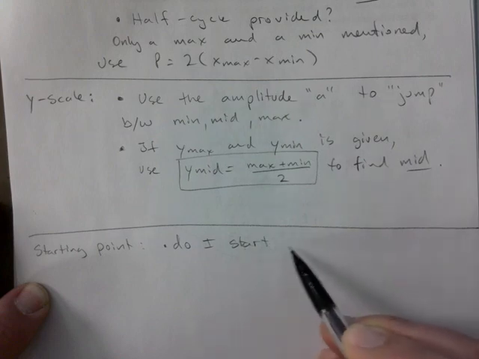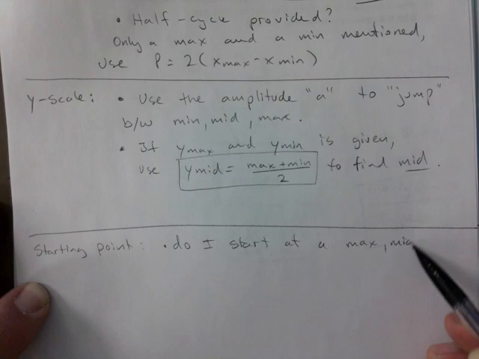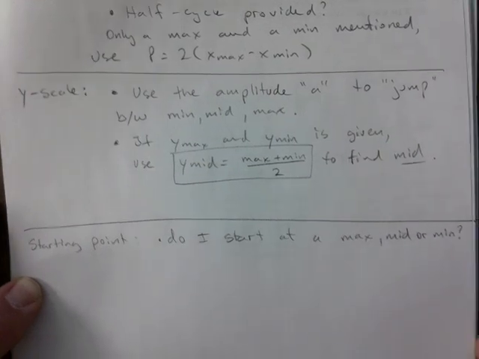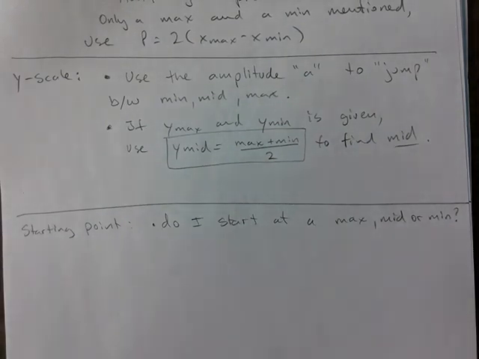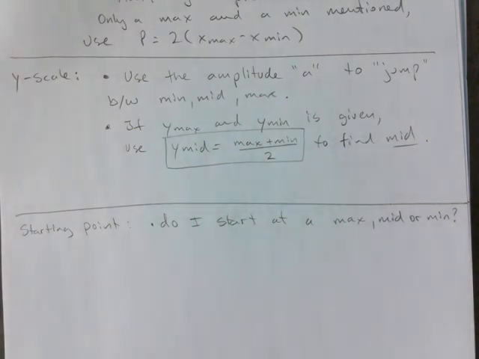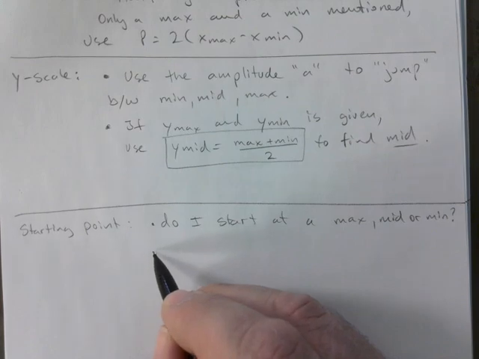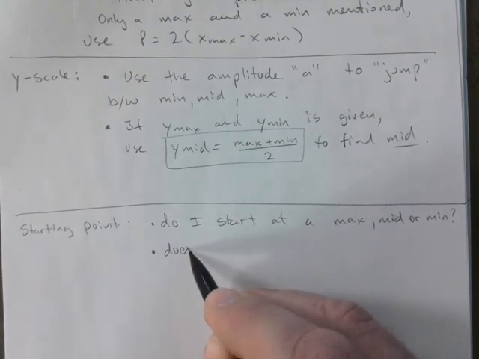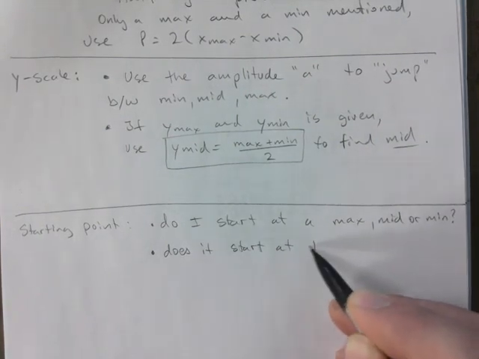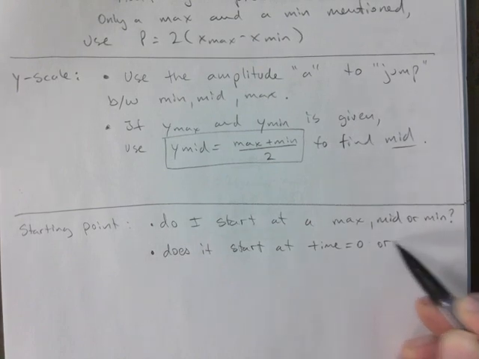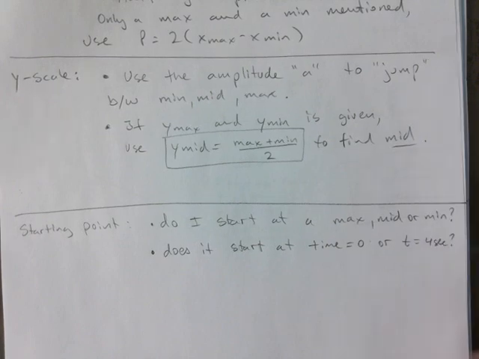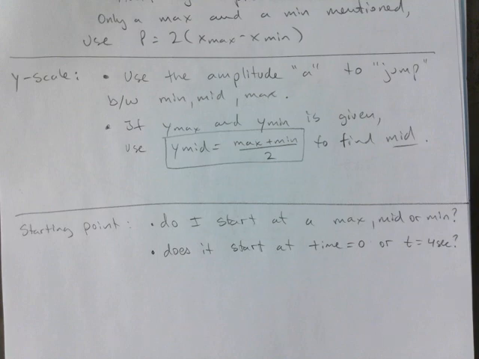Do I start at a max, mid, or min? You've got to go with what the question is trying to tell you. Where do I start, right? Does it start at time equal to 0 or time equal to 4 seconds? Quite often it doesn't start at 0, so you just have to go with the flow. We'll just say, it's observed that at this time it's at the low point, or at this time it's at the high point, then that's what you start with, right? Not necessarily time equal to 0.